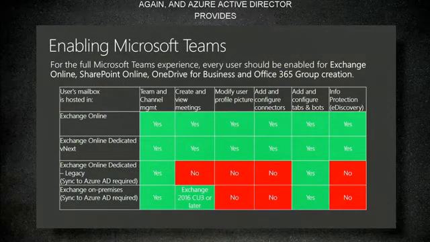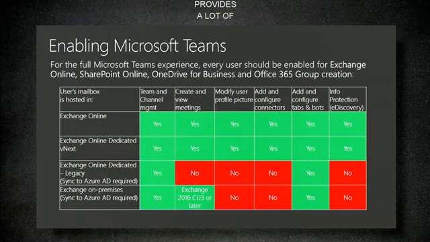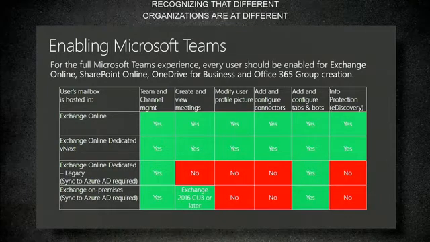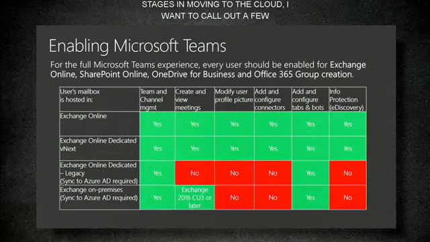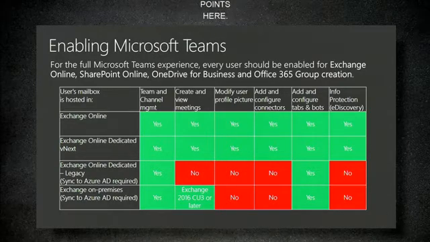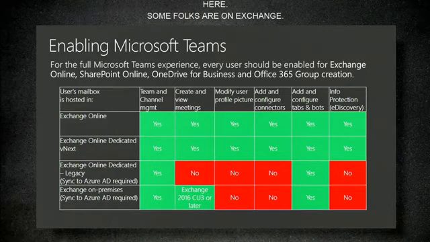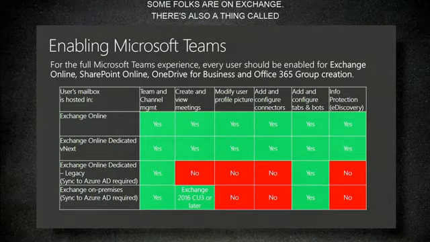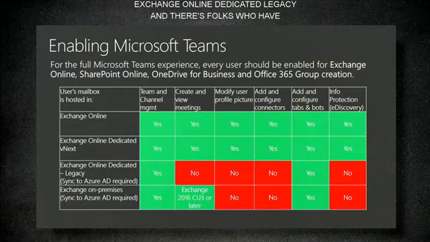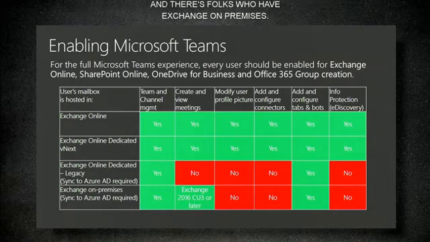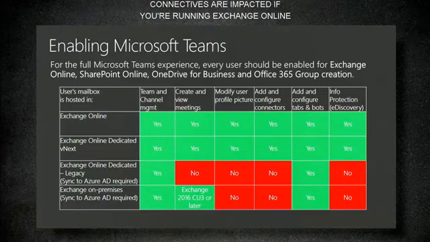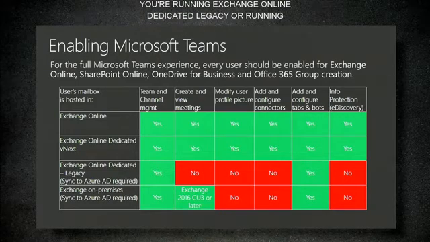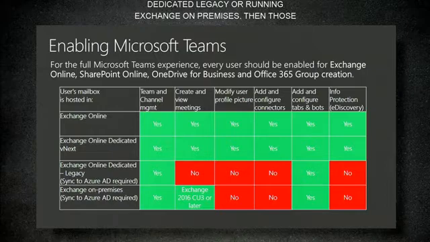So recognizing that different organizations are at different stages in moving to the cloud, I do want to call out a few points here. There's some folks who are on Exchange Online today, some who have Exchange Online Dedicated vNext. There's also something called Exchange Online Dedicated Legacy. And then, of course, there's folks who have Exchange on premises. The key things here, just to note, is meetings and Exchange connectors are impacted. If you're running Exchange Online Dedicated Legacy or running Exchange on premises, then those capabilities will not function for you within Microsoft Teams.